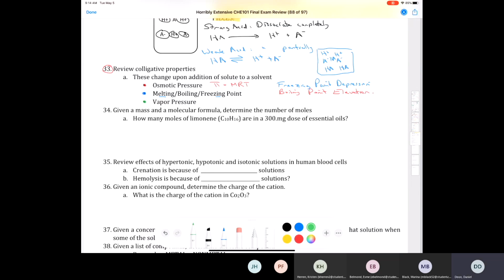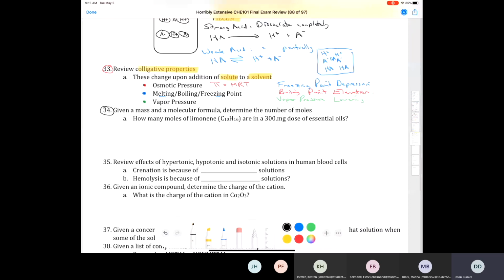Okay, and then in terms of vapor pressure, we get vapor pressure lowering. And so again, I don't think there's any questions about calculating these, like your delta TF or your delta TB, but you should be aware of the effect of adding a solute to a solvent. So make sure you review colligative properties. All right, moving right along.